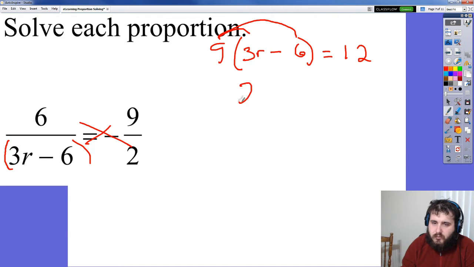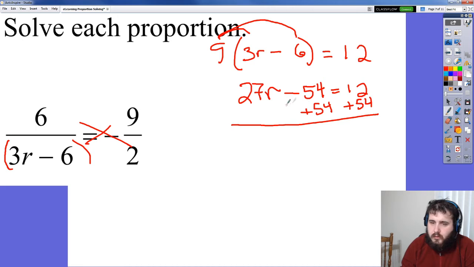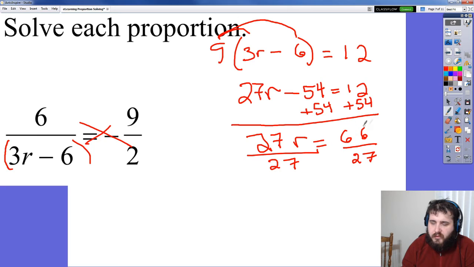Distribute 9 times 3, that's 27r, minus 9 times 6, which is 54. Now we're going to add it around to the other side. We got 66. I'm going to divide by 27 on both sides. And again, you look here and you see that there's a common factor of 3, right? 66 divided by 3, you got 22. 27 divided by 3, that's 9.